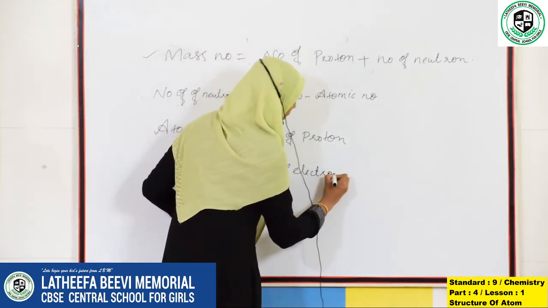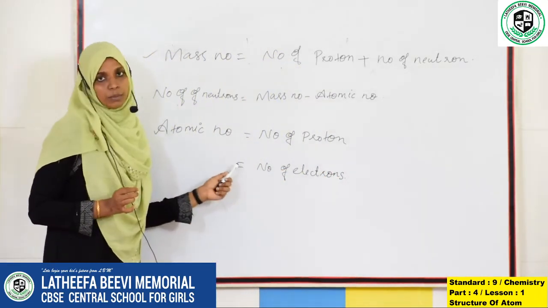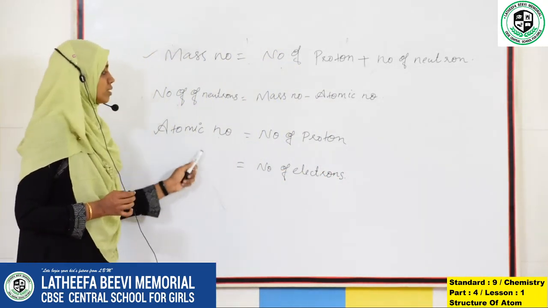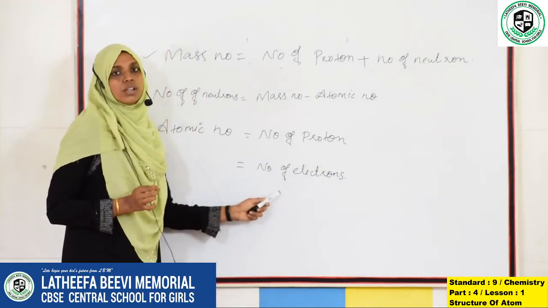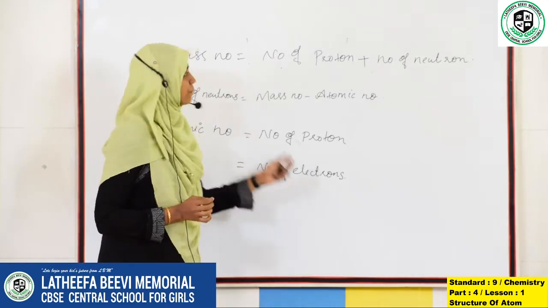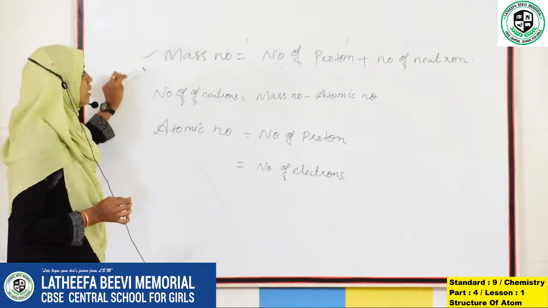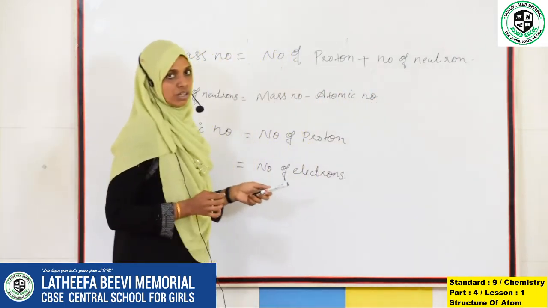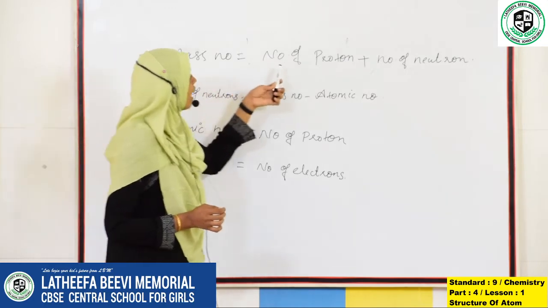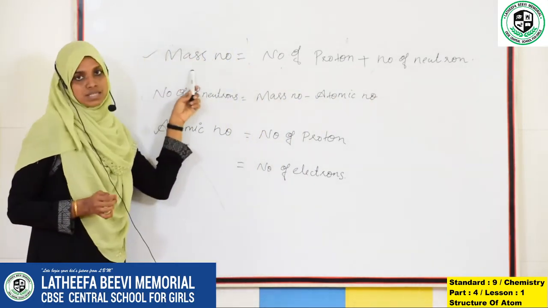First of all, we learned about atomic number. Atomic number is the number of protons and it is also equal to the number of electrons. Okay. So, then we discussed the mass number. Mass number is the number of protons plus number of neutrons. So, when we have the number of protons and number of neutrons, we can calculate the mass number also.